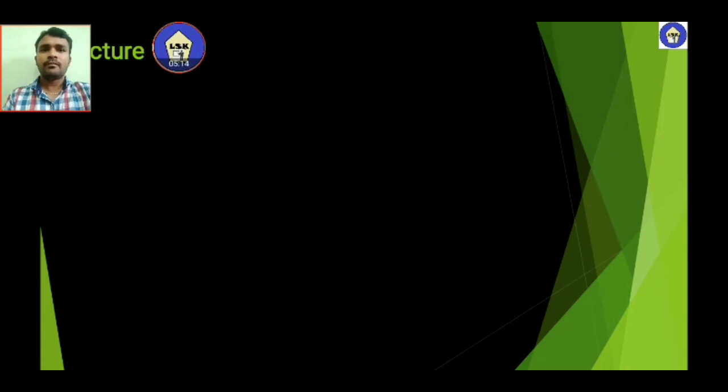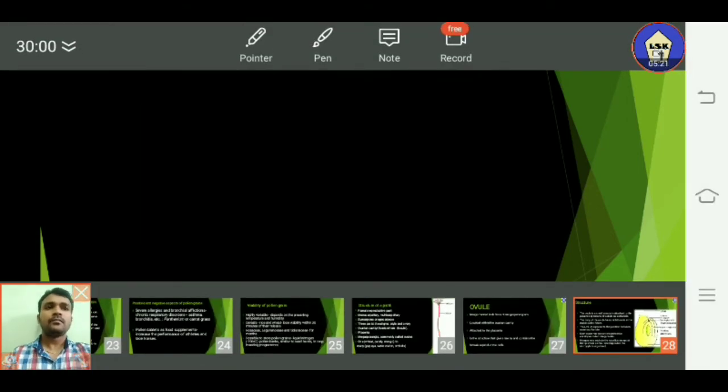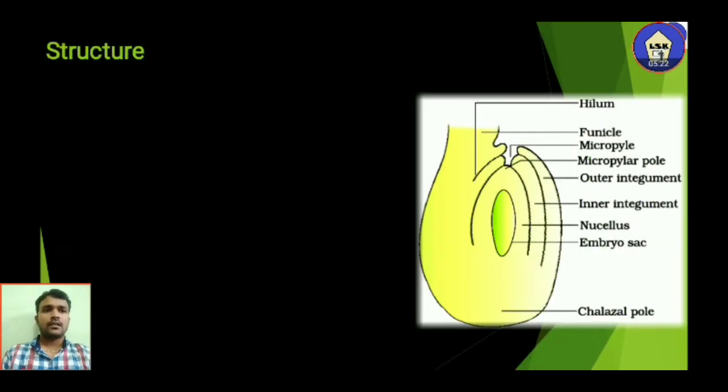There are different types of ovule structures. The first one: this is the diagram of an anatropous ovule. This diagram is given in our textbook. You can see the labeling of the different parts of the ovule: chalazal pole, embryo sac, nucellus, inner integument, outer integument, micropylar pole, micropyle, funicle and hilum. Now, let me explain one by one.